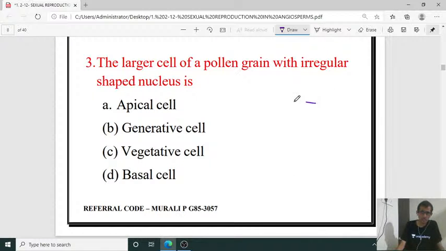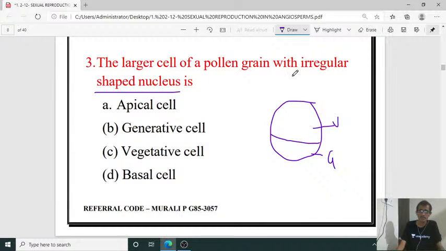If you take one pollen grain, it has two portions. One is the vegetative portion, and the other is the germinal cell, or the generative cell. Vegetative cell is which one? The larger cell of the pollen grain with an irregular shaped nucleus. Irregular shaped nucleus is observed in C, that is the vegetative cell. In the vegetative cell, we can observe an irregular shaped nucleus.